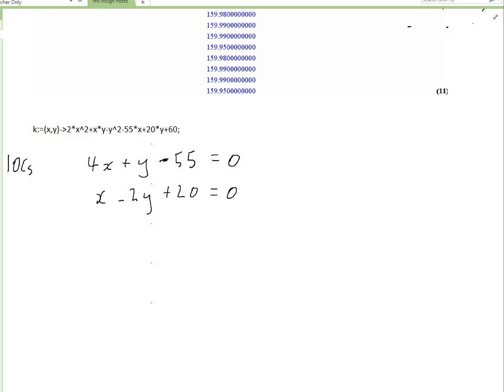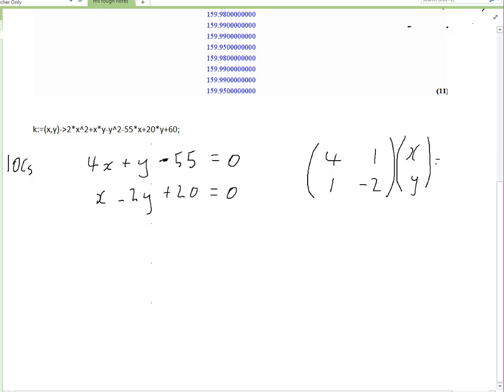So I think we'll put these straight into matrix form this time, cut a few corners. Hopefully you can see that we're going to have a 4 and a 1 and a 1 and a minus 2 for the coefficients of x and y. And so we're going to have 55 and negative 20.